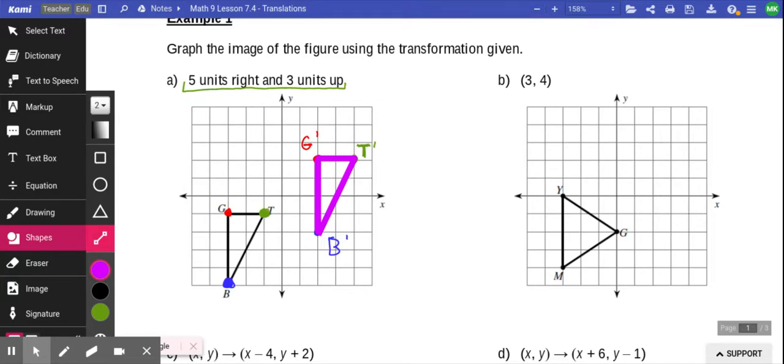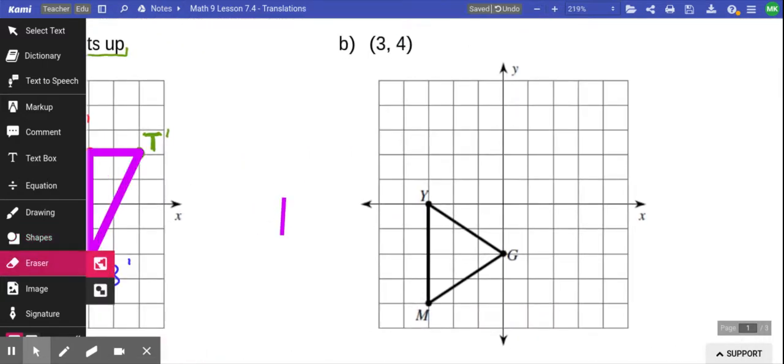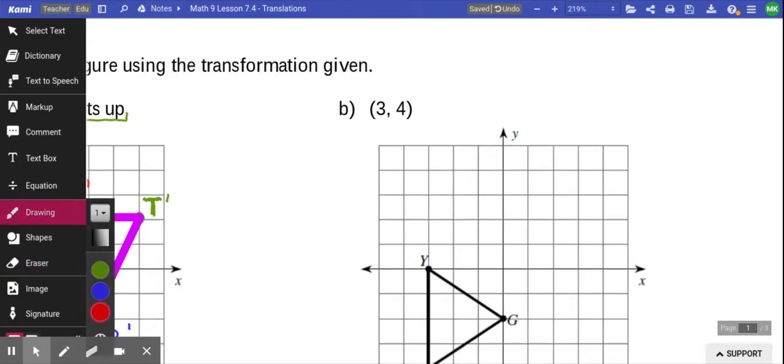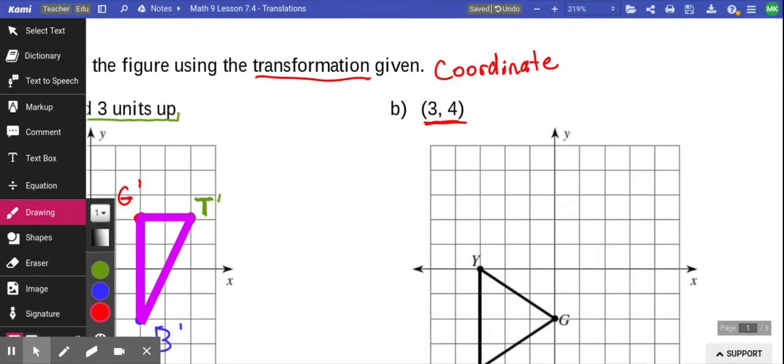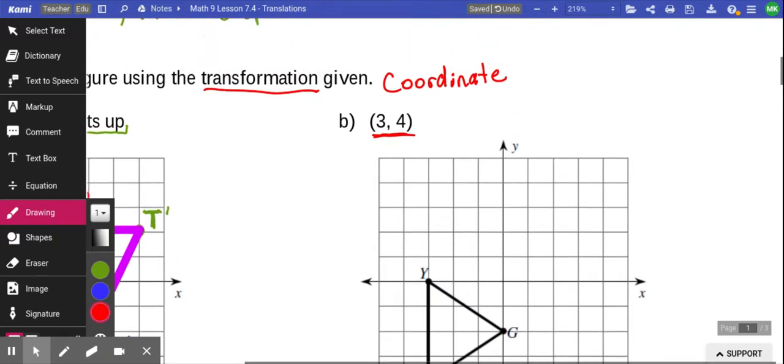If we look to the right, we have over here translations using a coordinate. So they didn't use words this time. They just used a coordinate like this. When they ask you to do a transformation and then only give you a coordinate, the first value is left or right. The second value is up or down.